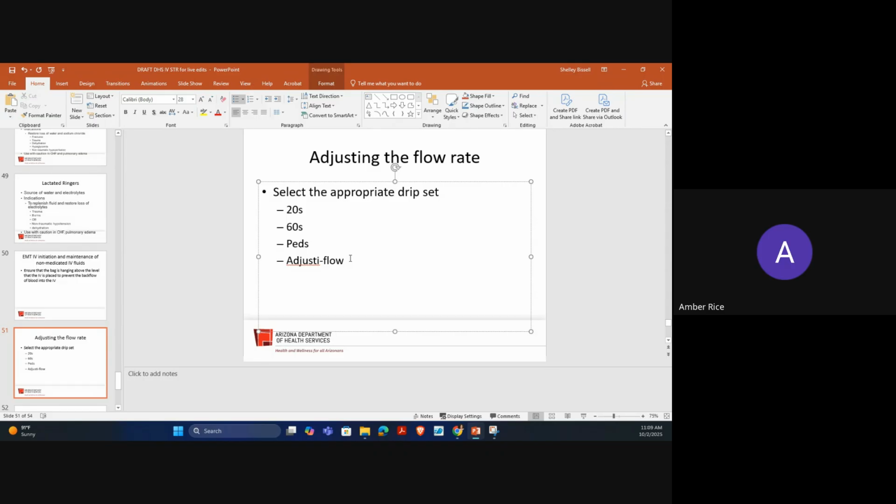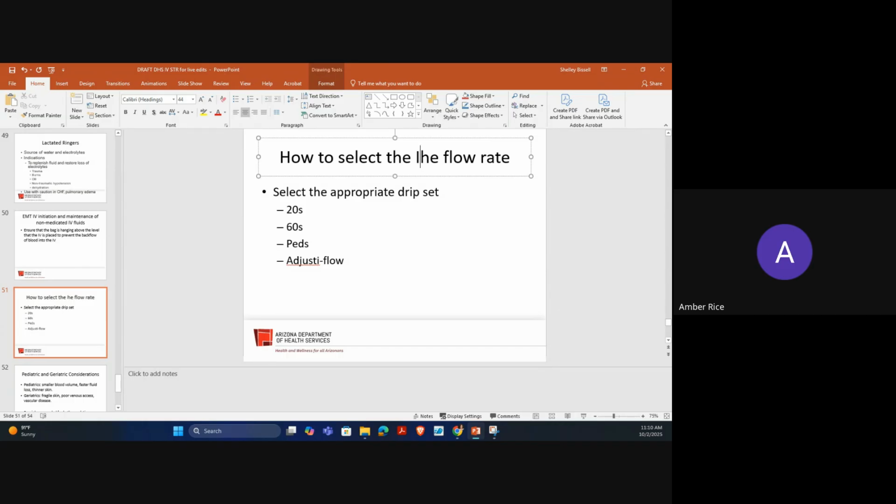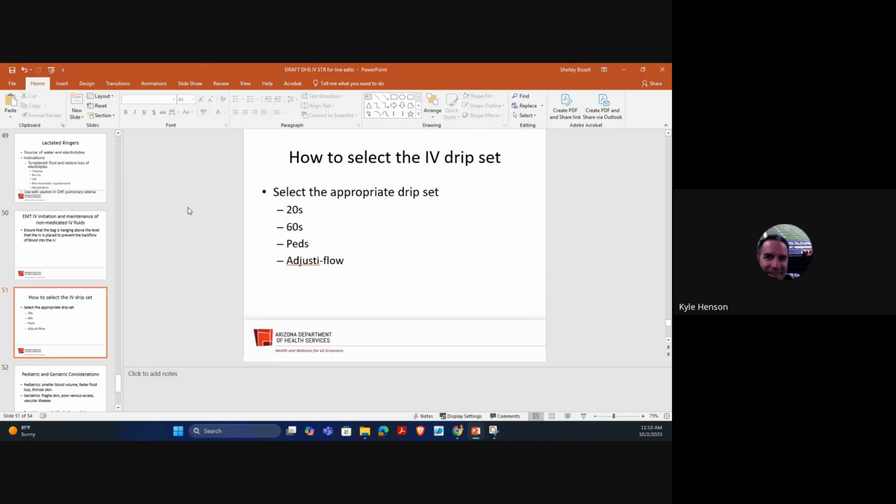Well, I think I could put together some slides, Shelley, for when we do the next one. Let's have a slide that, instead of adjusting the flow rate, covers how to select the right IV drip set. I'll make a slide on this and talk about the drip chamber, the calibration, the tubing length and extension sets, that kind of stuff. I'm going to send you some photos, Shelley and Dr. Rice, of the different tubings so they can see it.